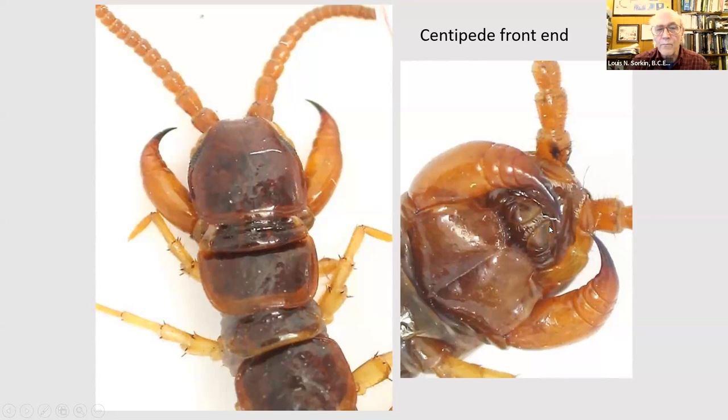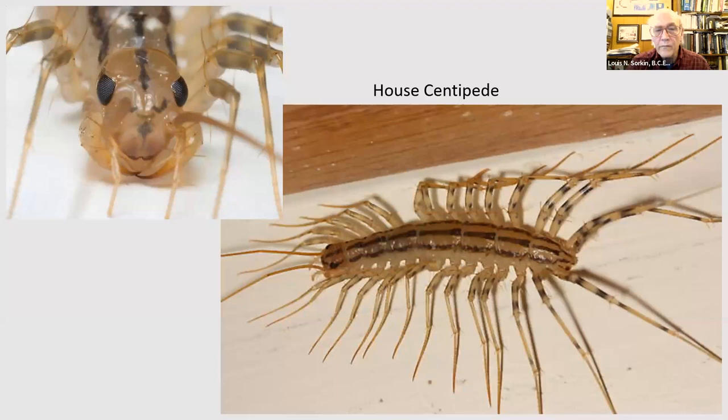Some have eyes, some don't have eyes. As with the millipedes, which I forgot to cover and tell you, some have eyes, some are blind. The house centipede is one centipede that actually has compound eyes, which are not exactly the same as insect compound eyes, but they still are compound. And the spiracles for breathing are actually in the dorsum of the body of this animal. You can see the front legs here are modified to inject venom.